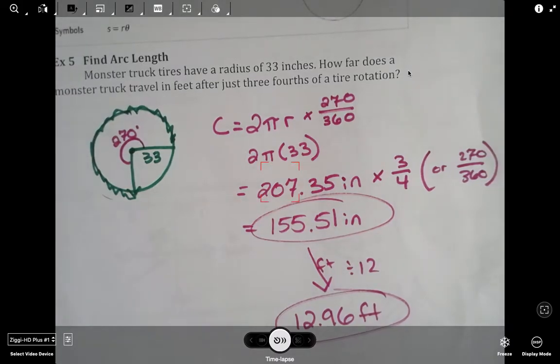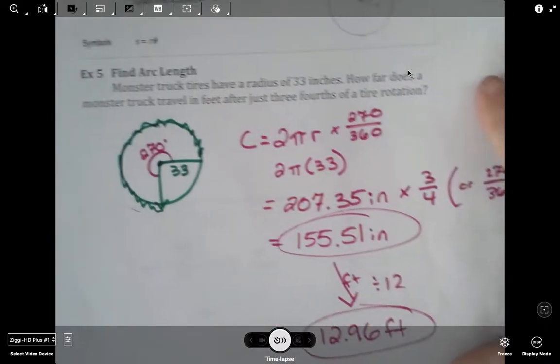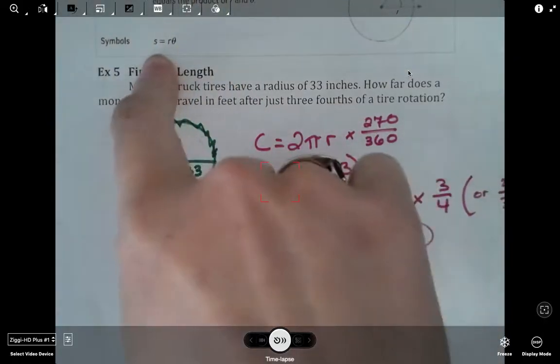Since we have 270, would you be able to just do that instead of 360? Like, since we have 1 1/2 pi is the 270. Yes. You're talking about the formula they have up here?